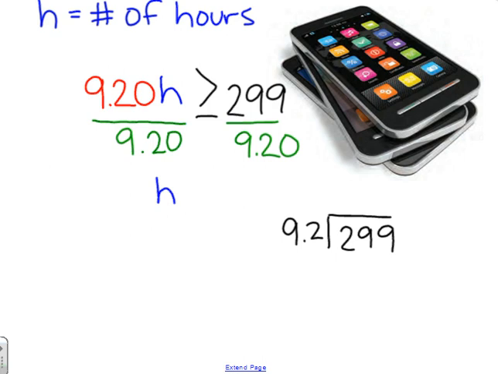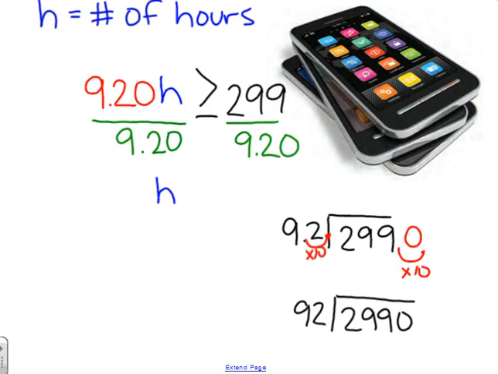We need to make sure the number we're dividing by on the outside is a whole number, so I'm going to multiply times 10 times 10. That's going to add a 0 on the end here. So this is the same as doing 2,990 divided by 92. And here's what those steps will look like.